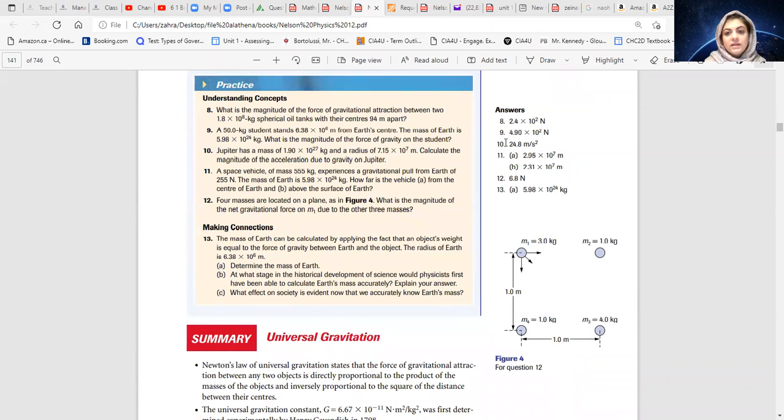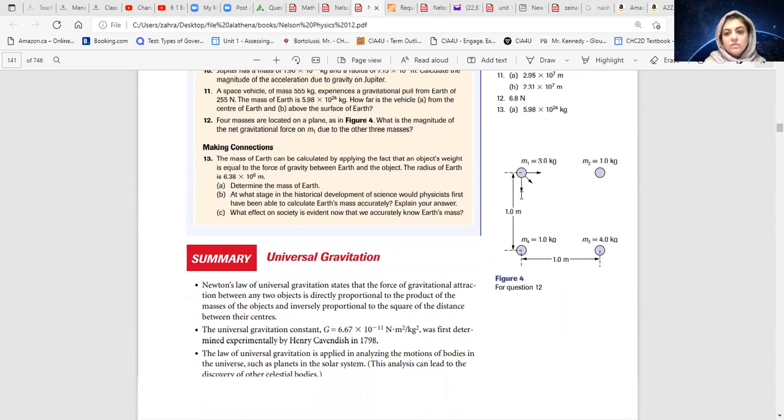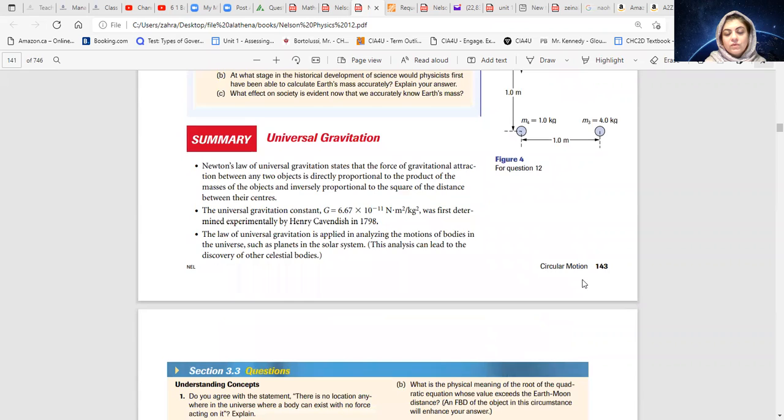So here, question number 8, 9, 10, and 11 you can do. This is page 143.